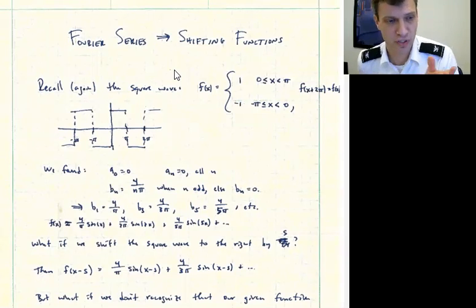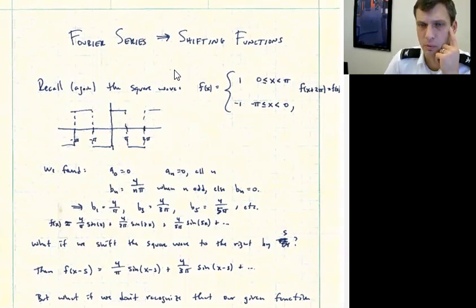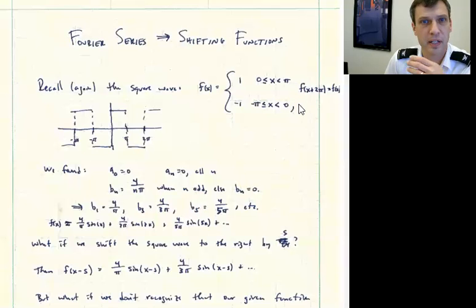So let's start with a very simple example, and this is the example we're going to talk about the whole time here. Here's the square wave. Again, it's 1 on the interval from 0 to pi, -1 between -pi and 0, and then you repeat that every 2 pi. So period 2 pi.